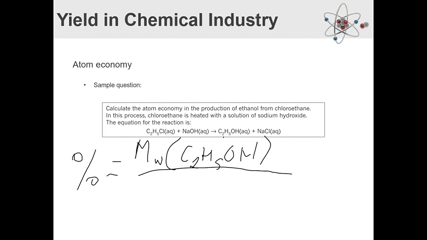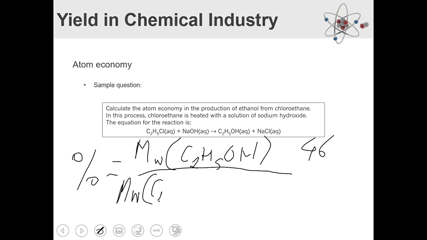12 times 2 is 24. Plus 16 for the oxygen makes 40, plus 6 hydrogens is 46. So we could actually just write 46 right there. But then we also need to work out what the molecular weight of all of our reactants is. So here we've got molecular weight of C2H5Cl plus NaOH.